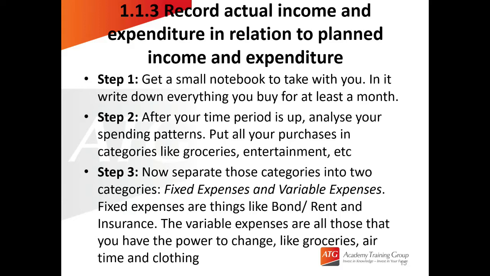The third step is now to separate those categories into two categories, fixed expenses and variable expenses. The fixed expenses are, for example, bond, rent, and insurance. The variable expenses are those that you have the power to change, for example, groceries, airtime, and clothing. Even the changes on a monthly basis of the petrol are variable expenses.